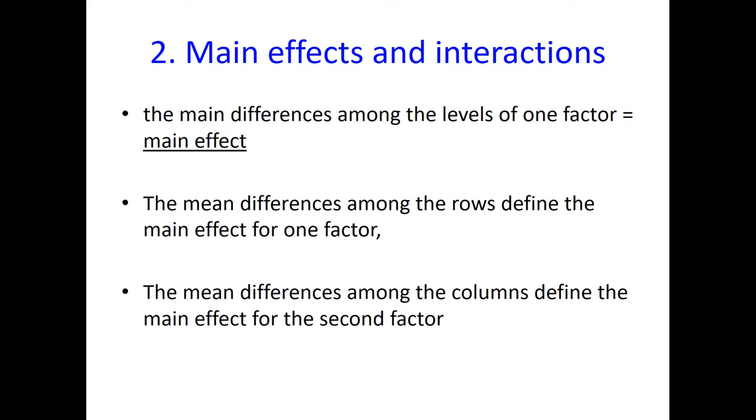So the main differences among the levels of one factor, that's your main effect. So if we were just looking at caffeine, or if we were just looking at alcohol, that would be our main effect. What's the main effect of caffeine? It speeds you up. What's the main effect of alcohol? It slows you down.